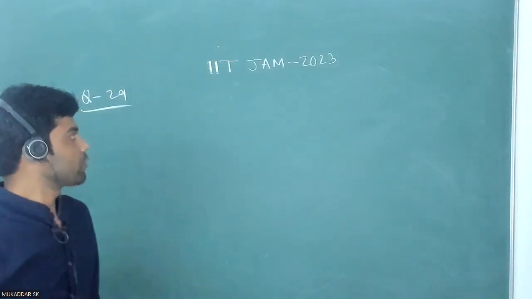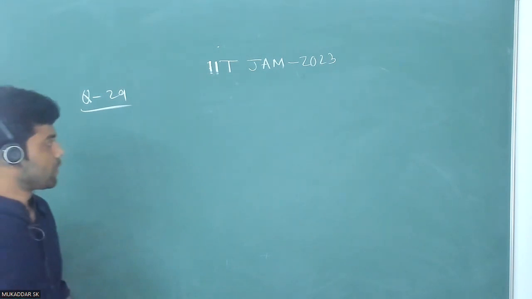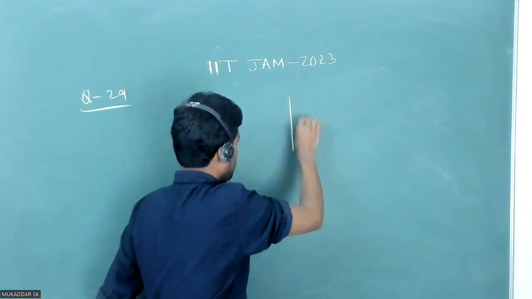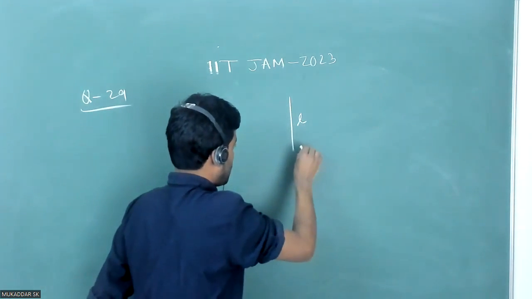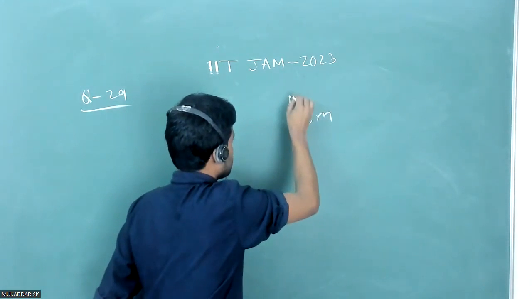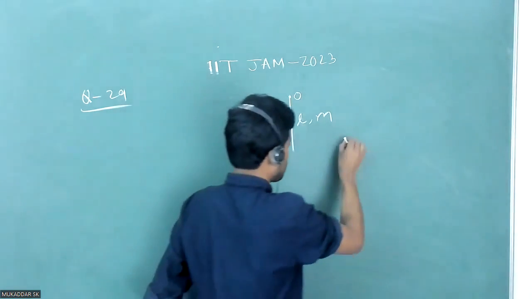Well, today we are going to solve one more problem from IIT JAM 2023. The question number is 29. It's a part of oscillation. The question is given: you have a stick of length L, mass M, pivoted at top, and angular frequency is omega r.